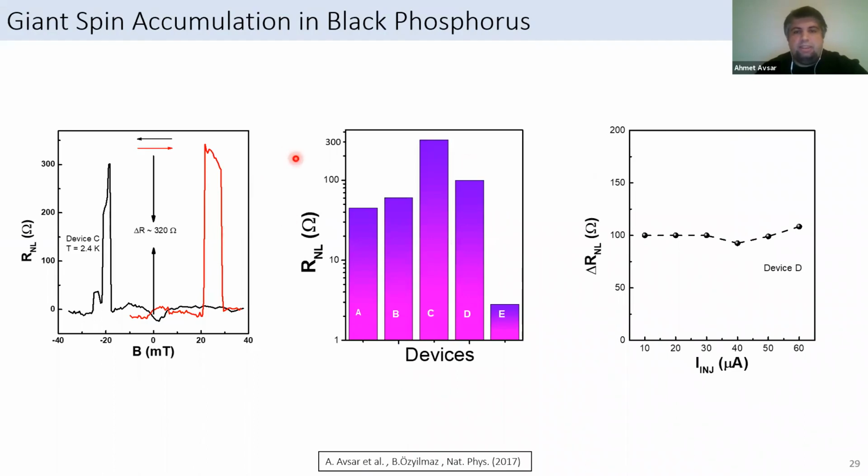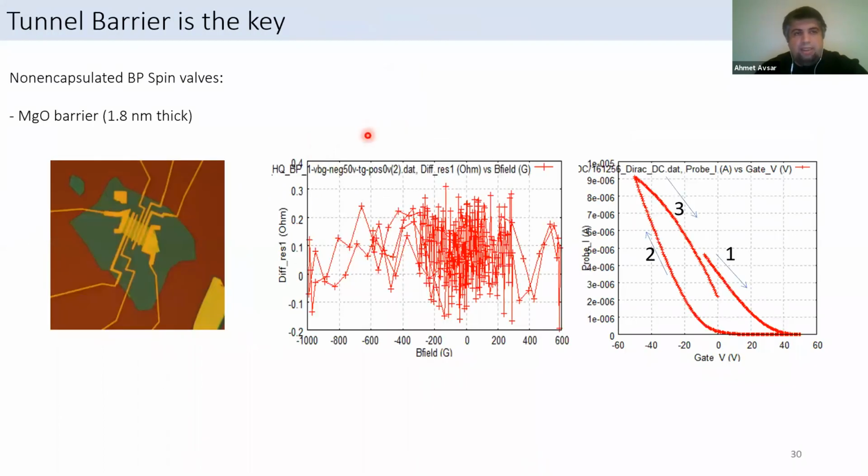And I have to also say that the spin signals that we see in black phosphorus are extremely large. So you could easily see like 300 ohms of the spin non-local signals, and it's not coming from the Joule heating. And the average was in the order of 50 ohm of the non-local signal in this material. And I have to also say that the reason we see again these very nice spin transport properties in this material is the tunnel barrier.